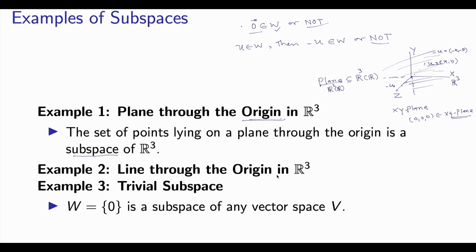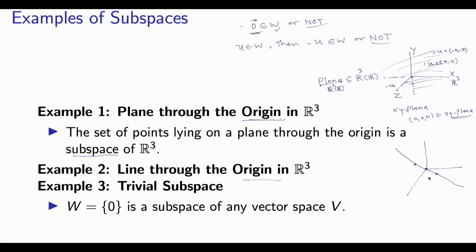Similarly, a line through the origin is also going to be a subspace, because in R3, any line through the origin passes through the origin. So clearly the zero vector is there. And if you take any u and multiply it by a negative sign, you will get minus u, which is again on the line. So this is clearly a subspace, and the line is also a subset of R3. So all three properties are clearly satisfied.